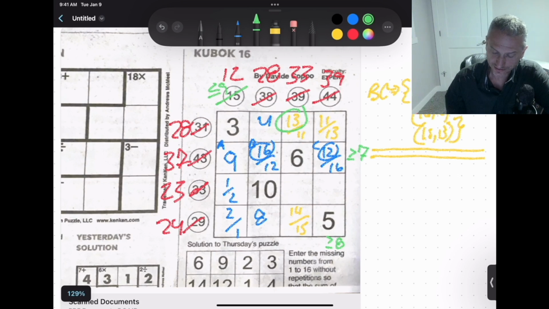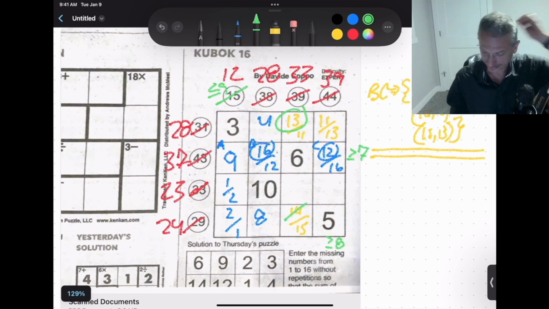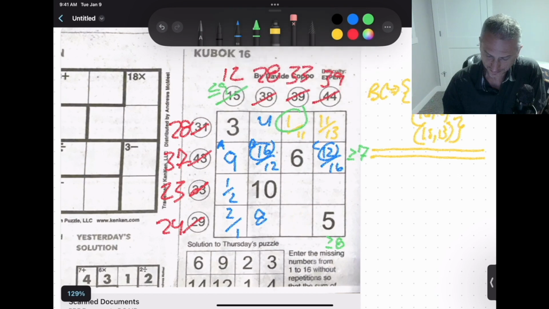13, 14, 27, 6. No. 13, 14, 27, 6. No. 13, 15, 28, 5. No. So that's beautiful. So this would have to be 11, 13 if it was to work. 11 leaves us 22.